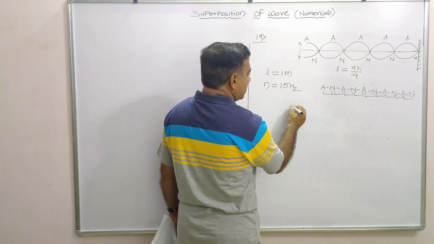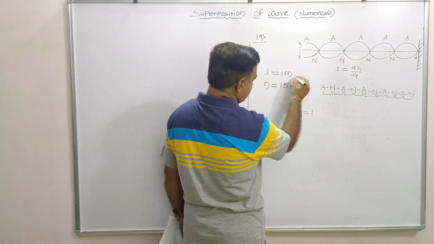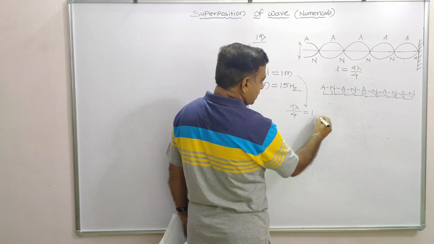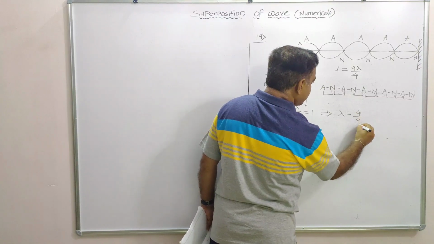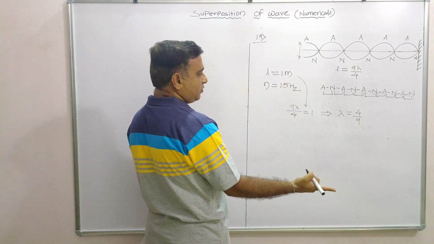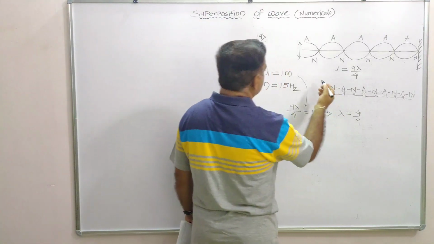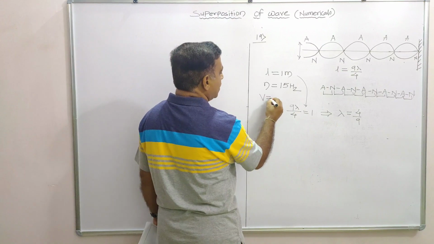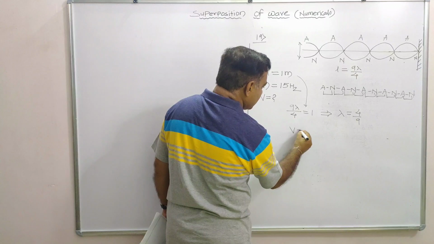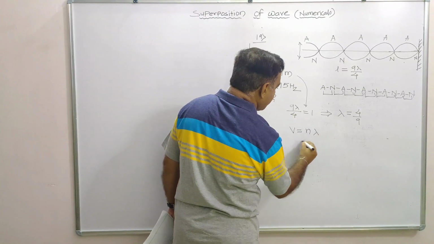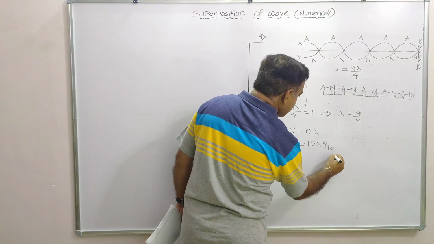So if we equate, 9 lambda by 4 is equal to 1. Obviously, it is equal to 1. So lambda is equal to 4 by 9. Now what are we going to calculate? Find the speed. So speed V is equal to question mark. We know that V is equal to N lambda. N is 15 and lambda is 4 by 9.